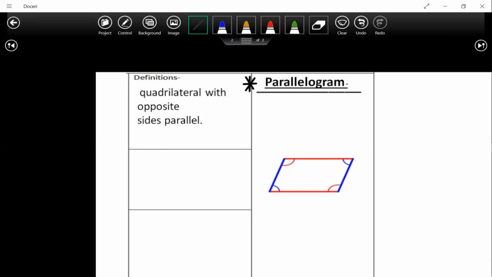Yes. What was the name of the other one? For the first one we did? Yeah, it was a quadrilateral. Quadrilateral. Okay.